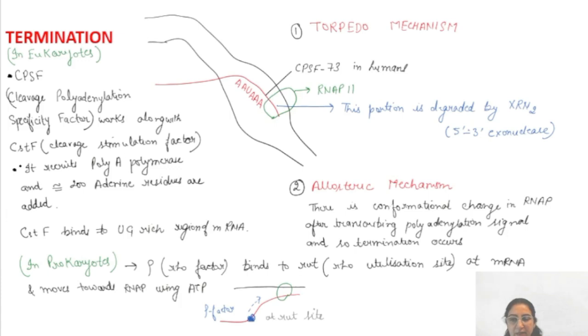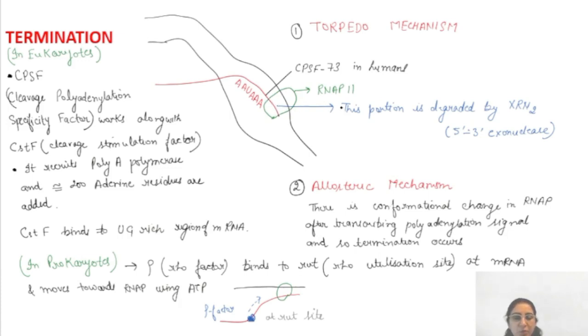Then CSTF recruits a poly-A polymerase which attaches around 200 adenine molecules after this. So in this way we get the poly-A tail attached to the RNA molecule. Now what happens to the other portion after this polyadenylation signal, because this portion has also been transcribed till now.